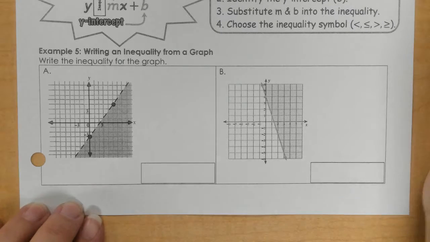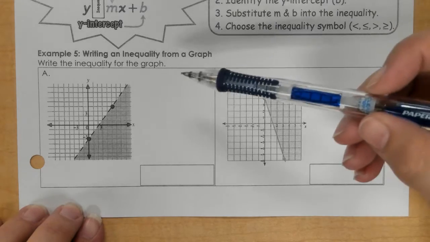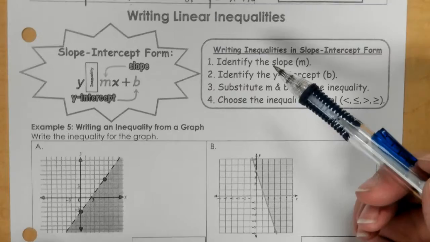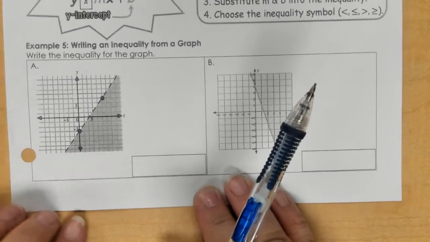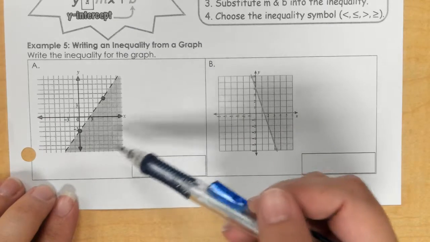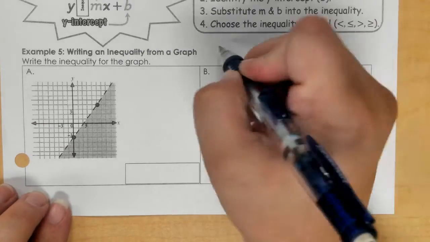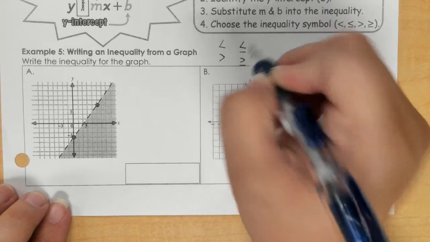Okay, for day 5 notes, the last example, example 5, it says write inequality from the graph. Write the inequality for this graph. So here, I have a graph that has some shading. It has a dashed line. So I know that I have to use one of these symbols.